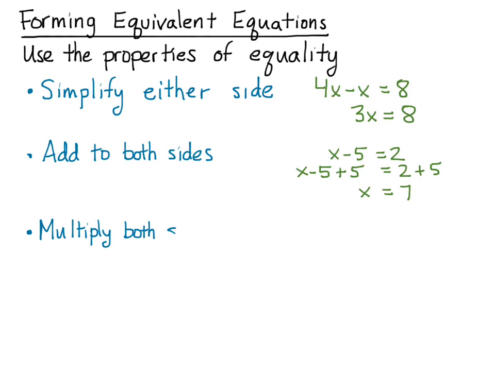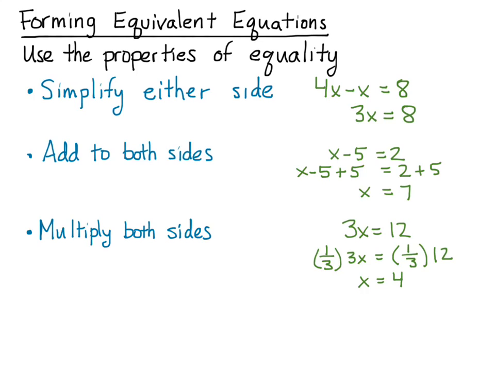And then you can multiply both sides, but now multiplication has some restrictions. Okay, so here if I have 3x equals 12, I can multiply both sides by 1/3, and 1/3 times 3 is 1, so we can just say x there. 1/3 times 12 is 4. So here I'm multiplying by the reciprocal of 3. That's the same thing as dividing by 3.